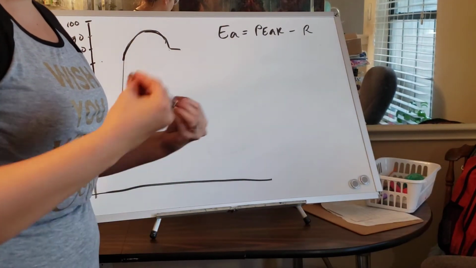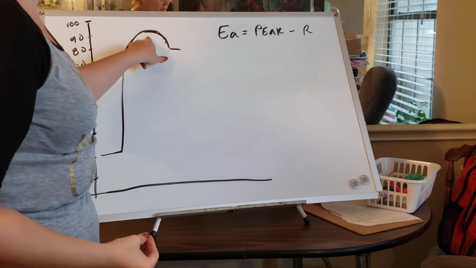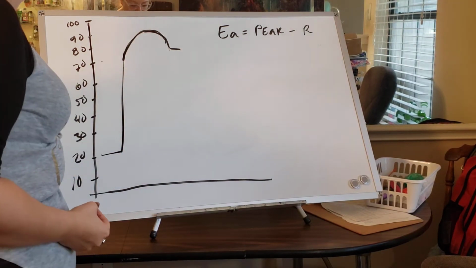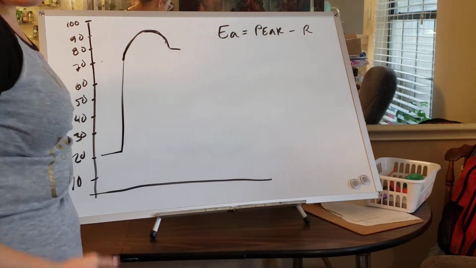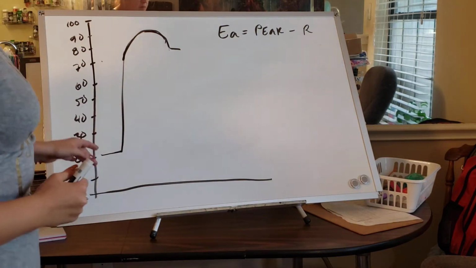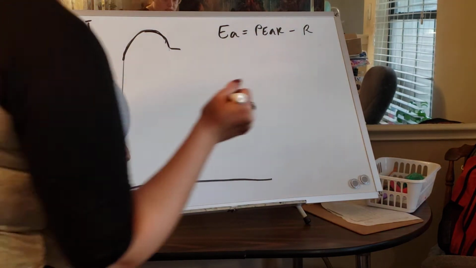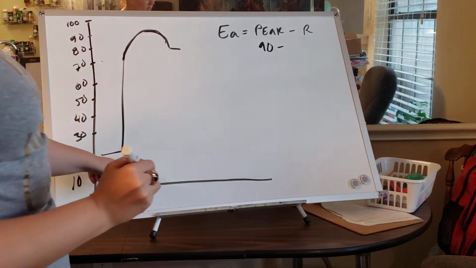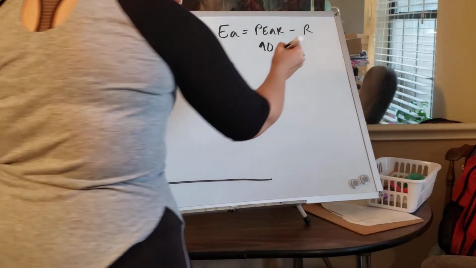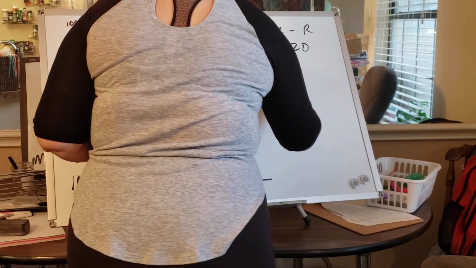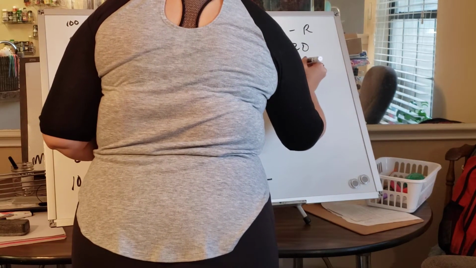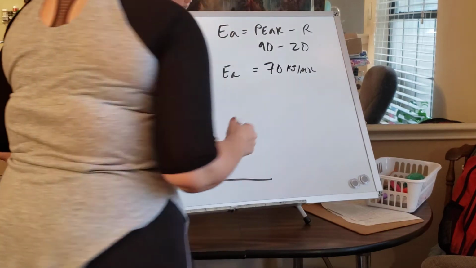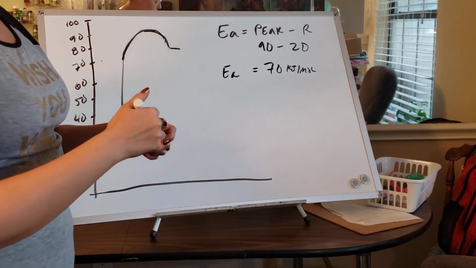Alrighty, so if you want the activation energy, we're going to take this peak energy, and we're going to subtract off the reactant energy. So for example, if our peak, we'll say, is 90, the reactant energy down here at the beginning is 20, then that means that we need 70, we'll say, kilojoules per mole to get our reaction started.